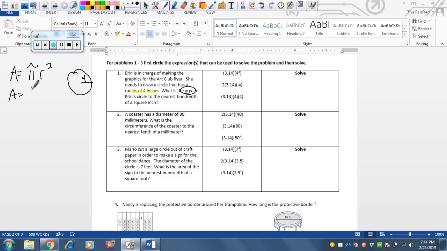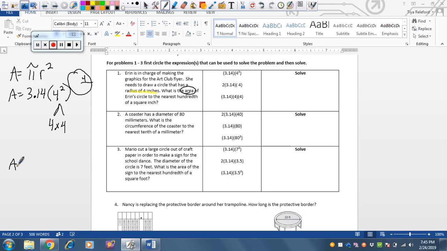Now we know that pi is 3.14 and that radius is 4. 4 squared is 4 times 4. So hopefully that helps you pick one or two of these solutions. I'll tell you there's 2 that are correct, 1 is incorrect. And then you'll be able to solve.